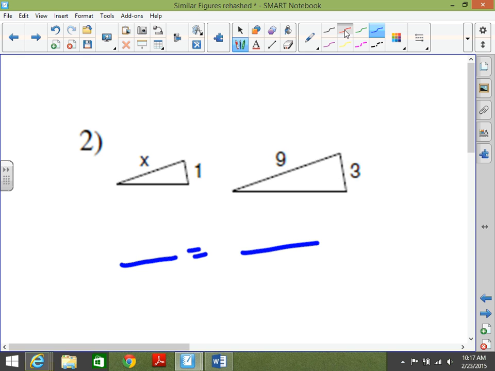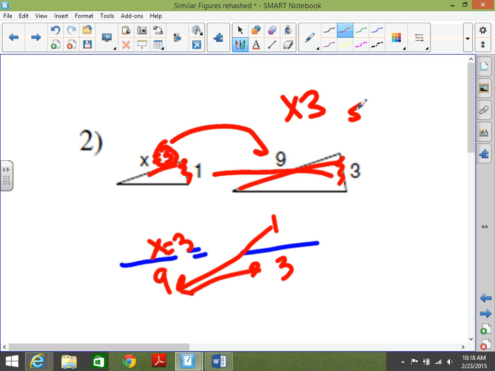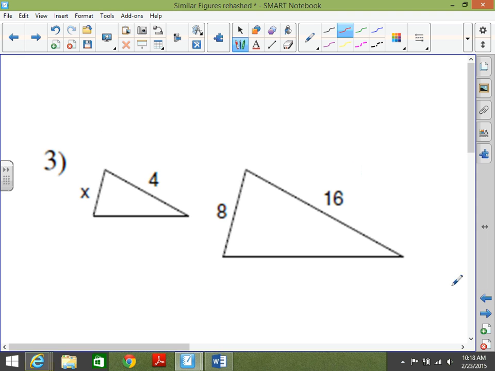2 fraction bars. Start with 2 known measurements. So X over 9. So X goes with 9. Okay, what's next? And then 1 over 3. Okay, cross multiply and you get 9. And then divide by 3 and you get 3. So X is 3. Okay, what's the scale factor? Scale factor is 3. Good.